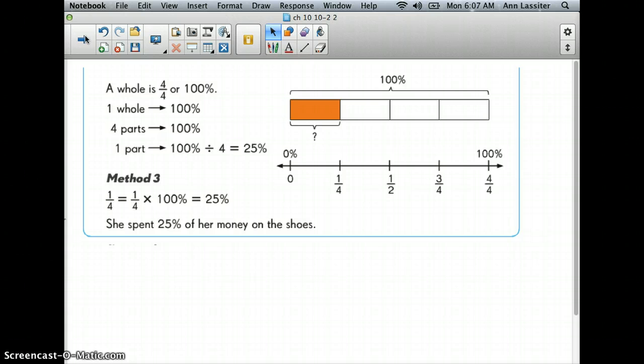And then the last technique is to say, well, really, 1/4 is equal to 1/4 of a whole, and you could look at your one whole as 100%. So you could do 1/4 times 100%, and then 4 goes into 100 25 times, and the percent sign remains. So any of these three techniques is acceptable for converting a fraction to a percent.